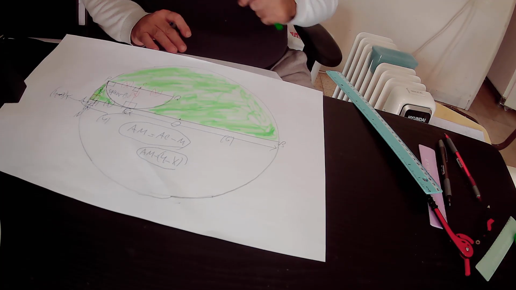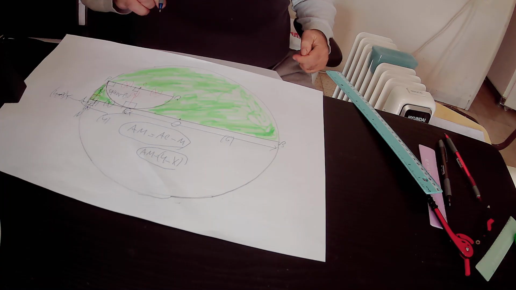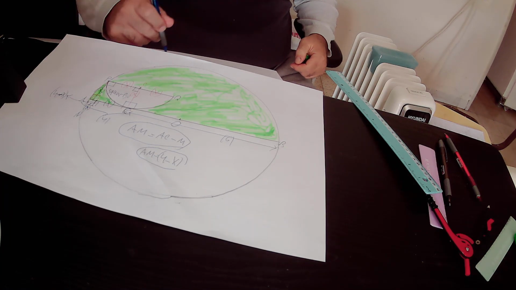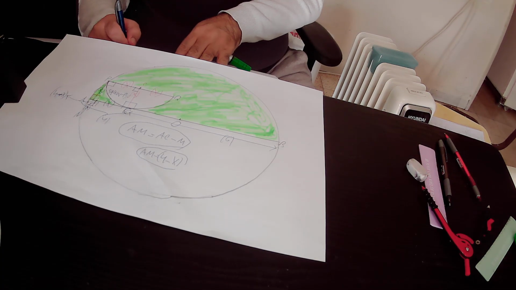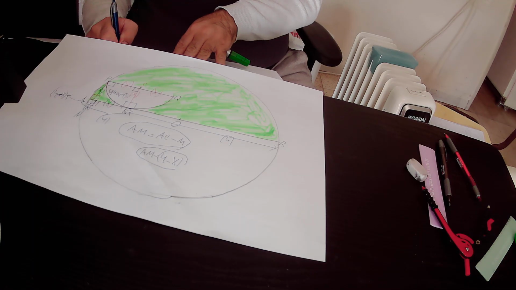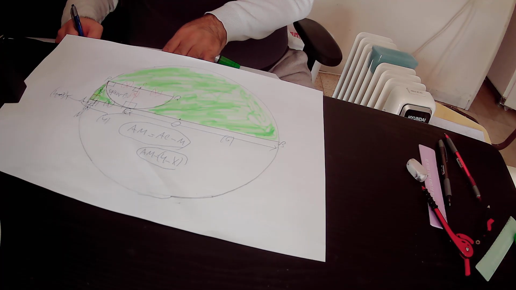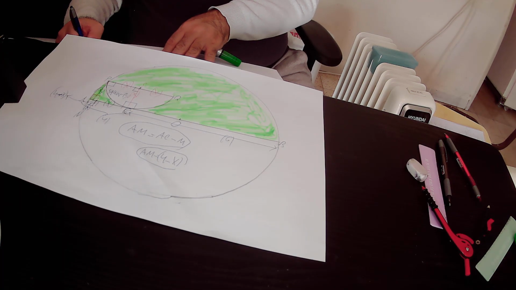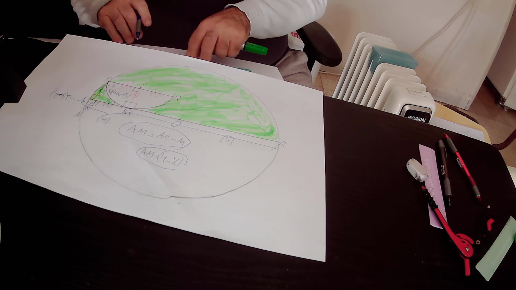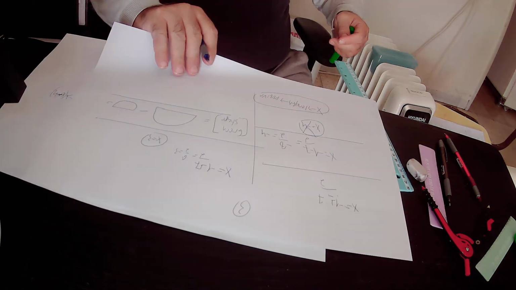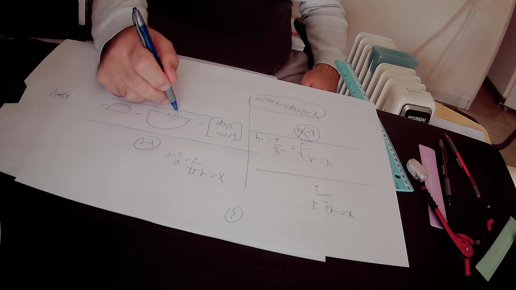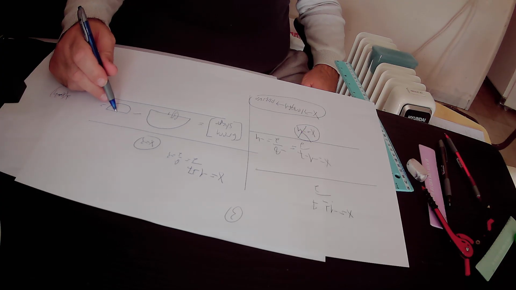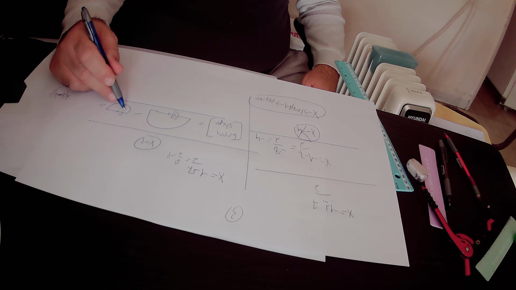From the drawing, it is very easy to see that the area of the green shape in total must be equal to the area of the big semicircle minus the area of this small semicircle. Again, the area of the green shape must be equal to the area of the big semicircle with radius 5 minus the area of this small semicircle with radius 3.